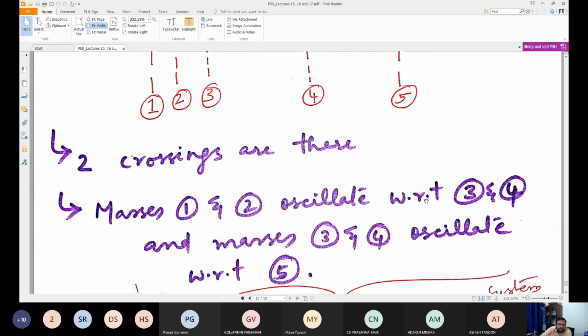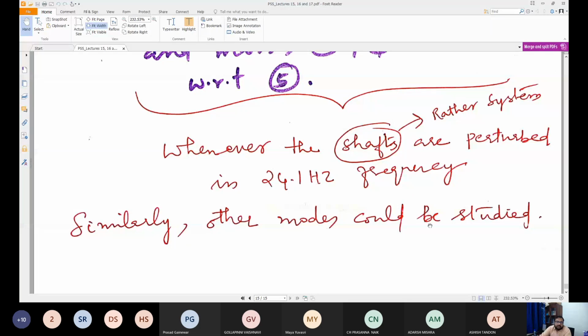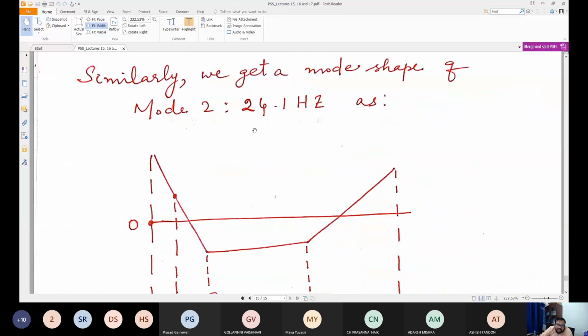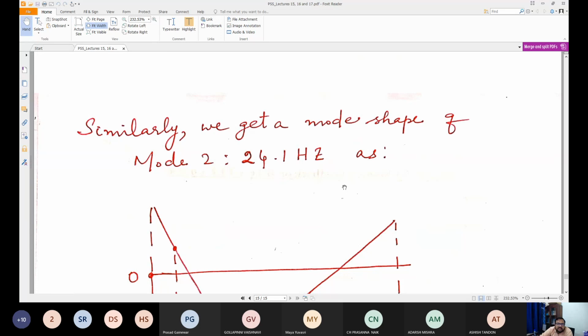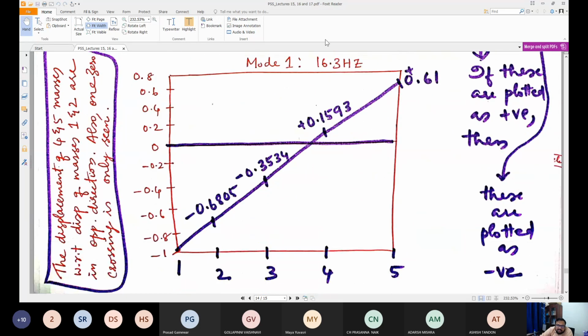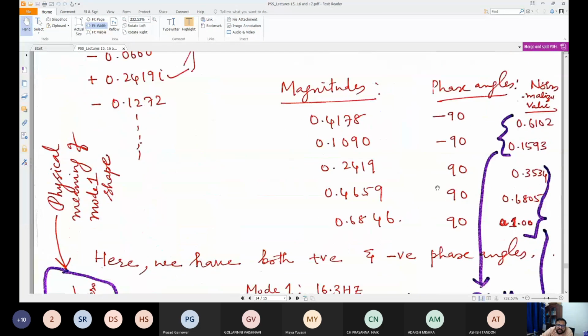So whenever the shafts are perturbed at 24.1 Hertz frequency, these modes will be seen. That is the meaning. 24.1 Hertz is mode 2, right? When the masses are disturbed at this frequency, these modes of oscillation will be seen. When the masses are disturbed at 16.3 Hertz frequency, this is another torsional mode, and this kind of mode shape will be seen.